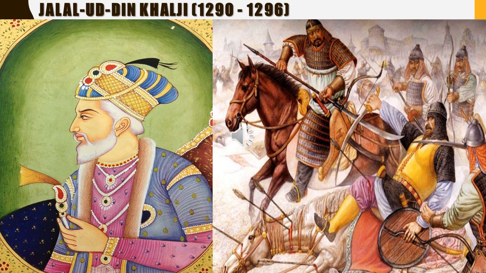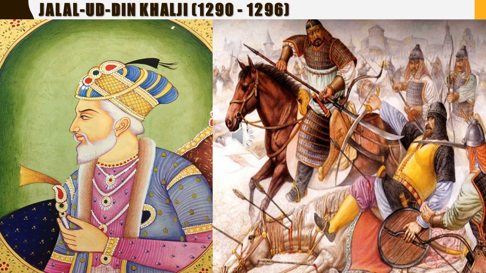Jalaluddin Khilji ruled from 1290 to 1296 AD. There were many military campaigns during the reign of Jalaluddin, but they were mostly organized and led by his nephew Alauddin Khilji, the governor of Kara. One important military expedition led by Alauddin was against the Deccan kingdom Devagiri.